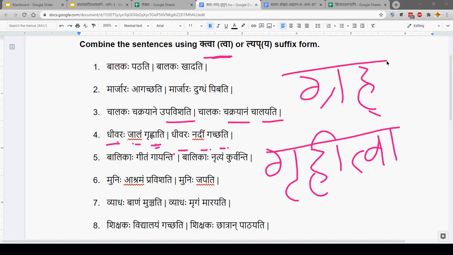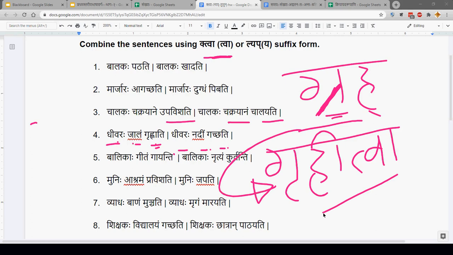So grah is the verb root. This changes to gruhitva. Remember, in the verb root there is this type of ra, and that changes to ru when we add twa. Gruhitva. So how do we know this?